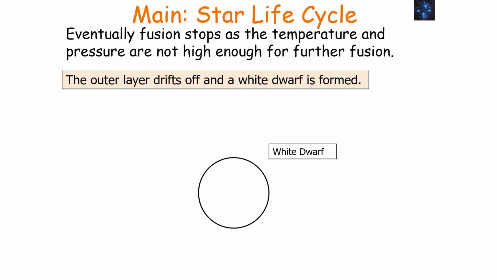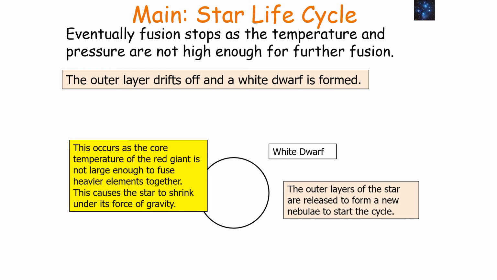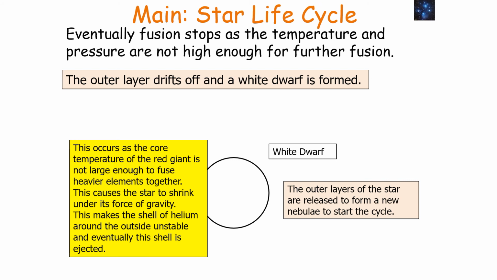The outer layers drift off and a white dwarf is formed. So the outer layers are then released to form a new nebula to start the cycle. This occurs as the core temperature of the red giant is not large enough to fuse heavier elements together. This causes the star to shrink under the force of gravity. This then makes the shell of helium around the outside unstable and the shell is ejected.